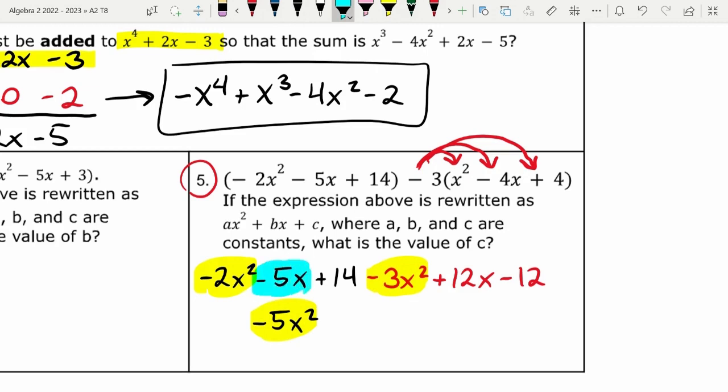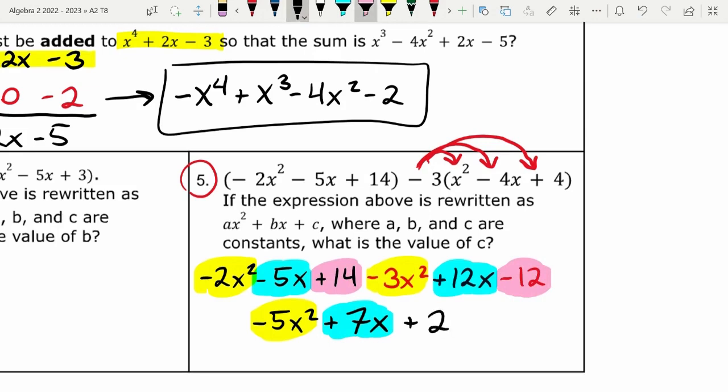We have a negative 5x and a positive 12x. So we'll take negative 5 plus 12, which would be positive 7x. And then we'll take the positive 14 plus negative 12, which would give me positive 2. Okay, and the question here, what would the value of C be? Well, here we have A is negative 5, B is positive 7, and C is positive 2.